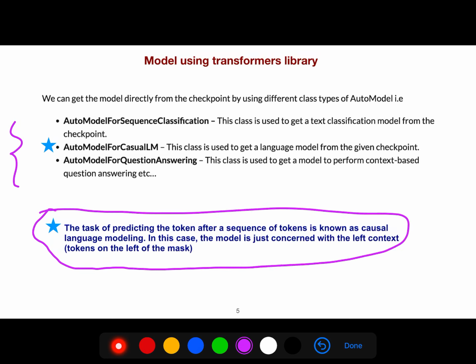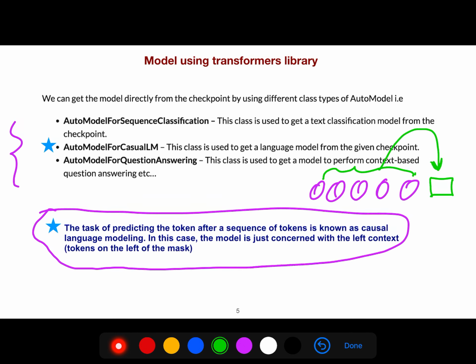If you're not familiar with causal LM, you can look at this. The task of predicting the token after a sequence of tokens is known as causal language modeling. In this case, the model is only concerned with the left context, the tokens on the left of the mask. So we have some tokens and then a mask, and using these, it predicts the next token in the sentence. This is a kind of language model.